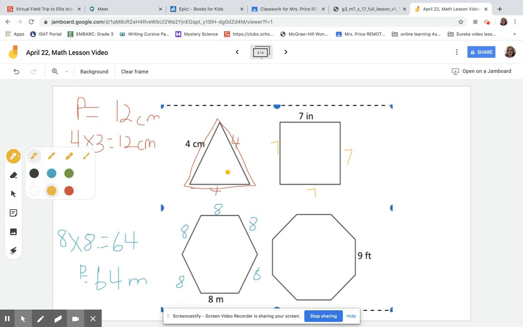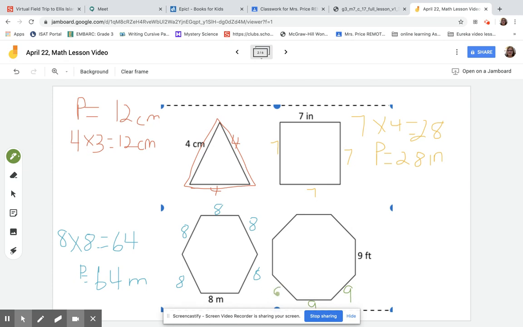And this one is 7 all the way around. So we can either do 7 plus 7 plus 7 plus 7, or just do 7 times 4 equals 28. So perimeter equals 28, and this measurement is in inches, 28 inches. And this last one, it is 9 feet. Each side is worth 9 feet.